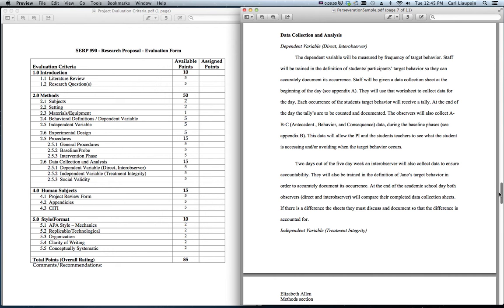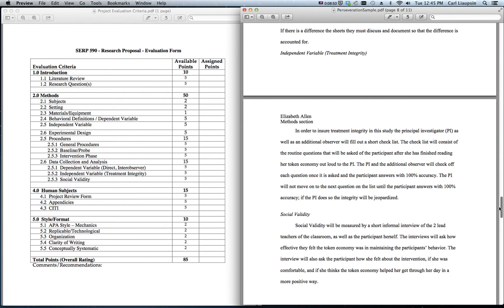And then for the independent variable, you're describing treatment integrity. How are you going to collect treatment integrity data? What is the unit, and how exactly is it going to get done? And then collection of data related to social validity. How are you going to collect that data? That is basically the end of the proposal.